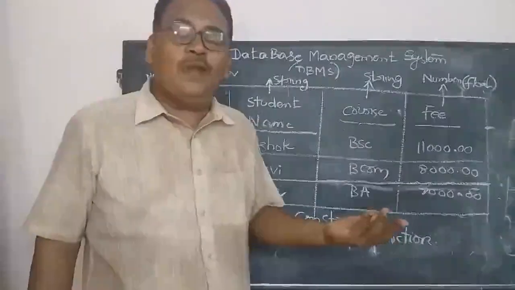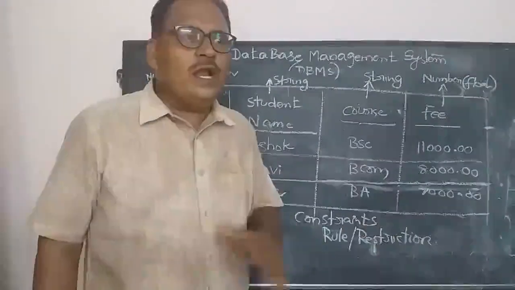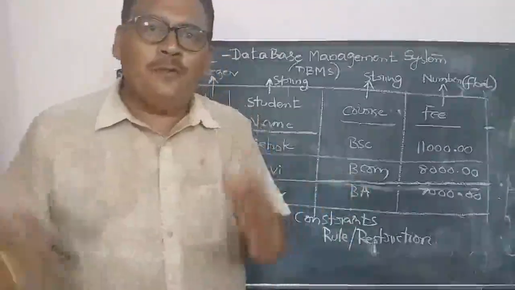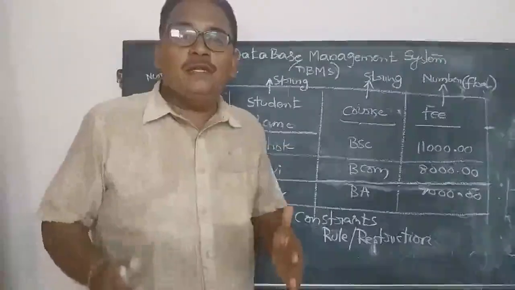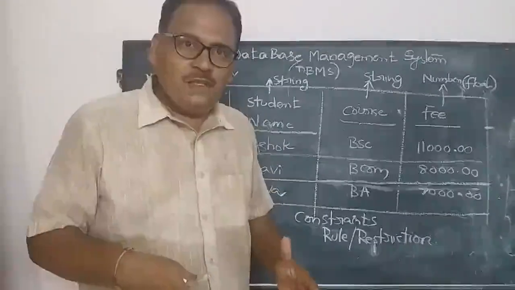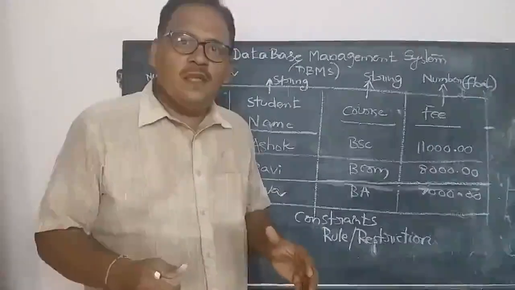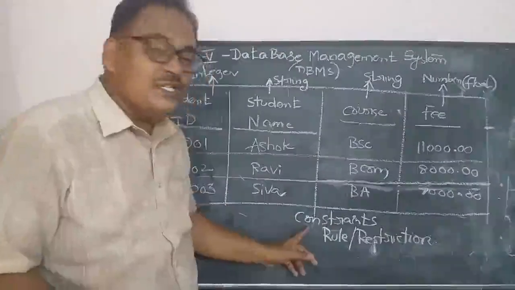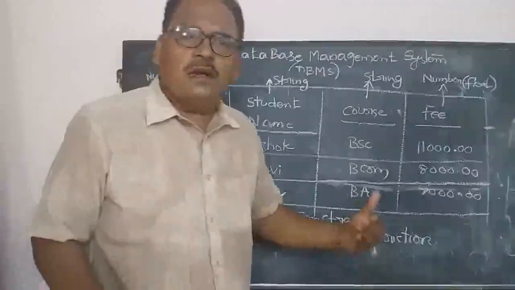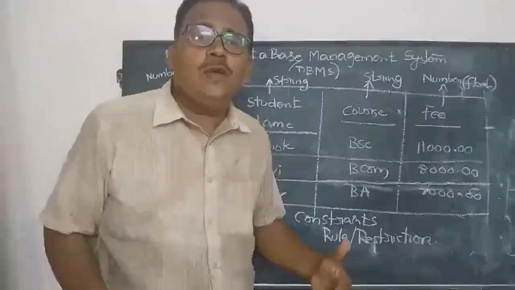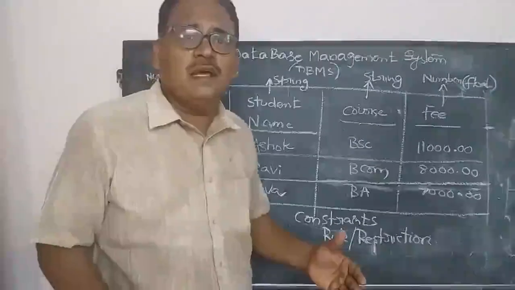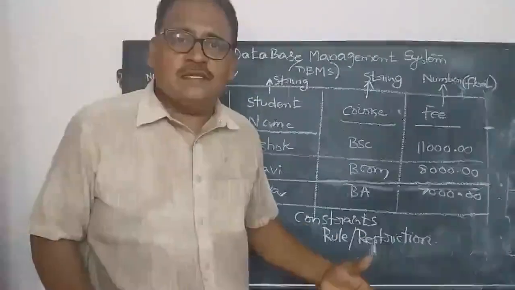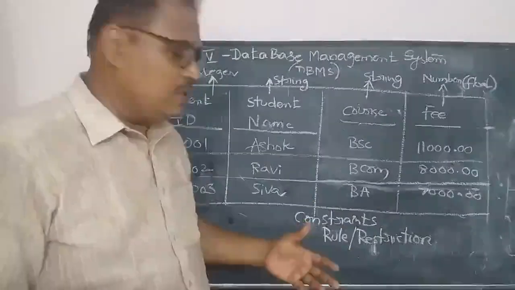And also take an example of date. There is no possibility for a student to join tomorrow. So admission date should be on or before today. That is the rule or restriction. Here, rules or restrictions are called constraints. In later classes, I will explain the constraints. There are so many constraints: primary key constraints, foreign key, unique, valid, and so on.